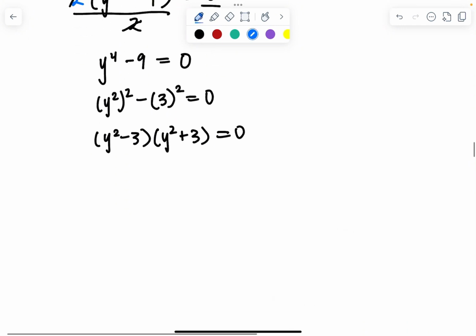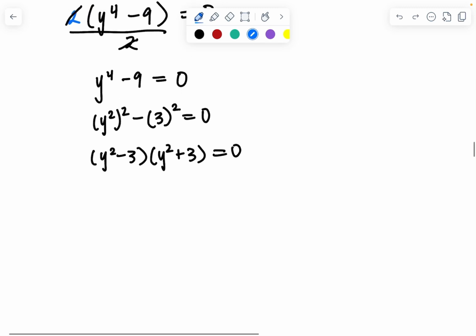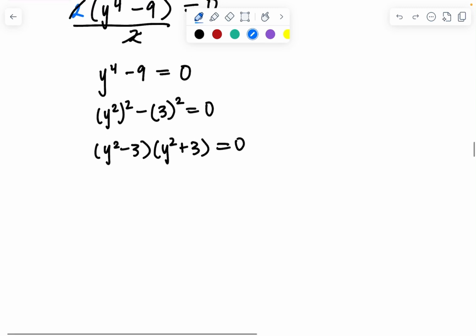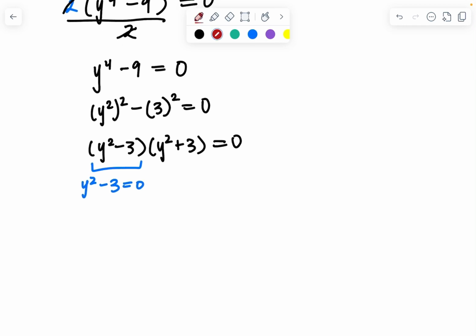And so once we have our factors, see if you can factor even more. This quadratic, this is not a perfect square, and so we can't factor the first quadratic. And this plus sign and this 3 mess us up for being a difference of squares on the second factor. So from here, we just need to set each factor equal to 0 to solve for y.